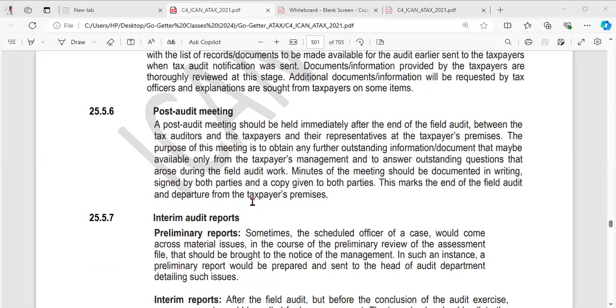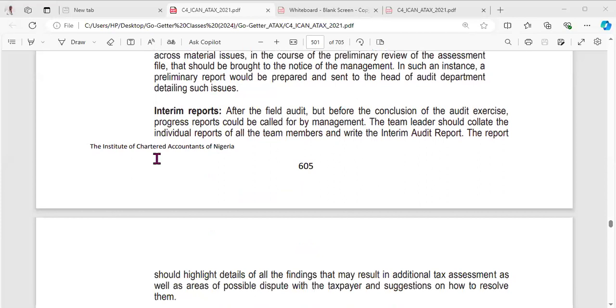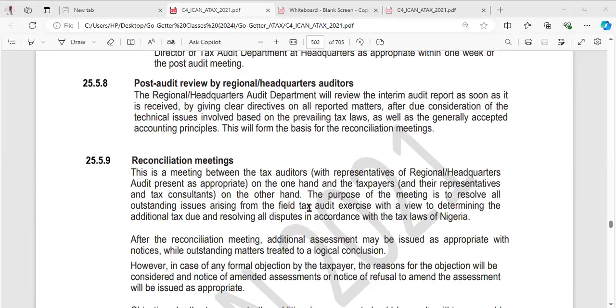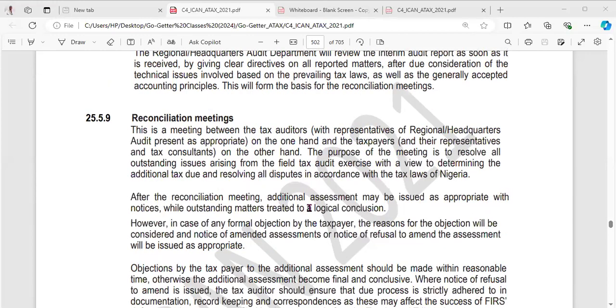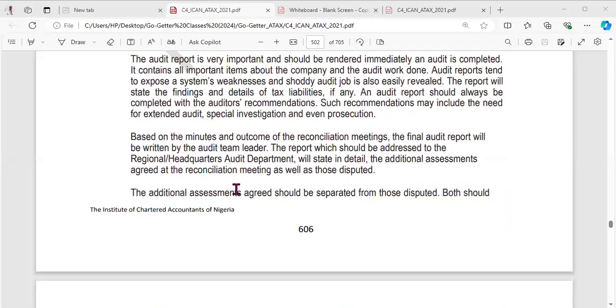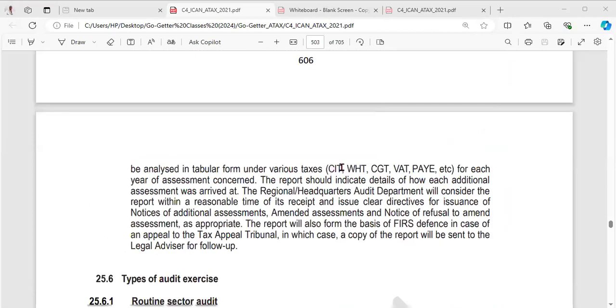Then after that, there's going to be a preliminary audit report, then an interim report, then a final reconciliation meeting. After all the reports have been done, a reconciliation meeting will be held with the representatives of the tax audit and the taxpayer to reconcile all outstanding issues, and the audit will now be brought to a logical conclusion. Then they will bring their final report. When the final report is done, additional assessments will either be raised, as well as all the disputes having been sorted out. So this is all about the desk audit.